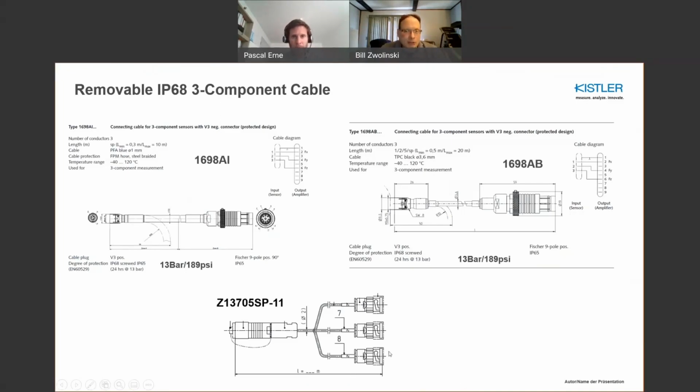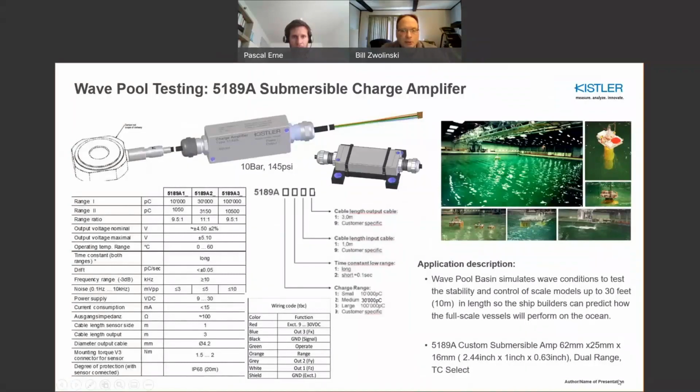With this type of solution, you're terminating to a Fischer connector, and that, by the way, needs to then go to a breakout cable that gets you to 3 BNCs, which is a fairly common approach. The submersible amplifier I talked about is basically one that could retrofit to any of the 3 or 6 component sensors that we have.